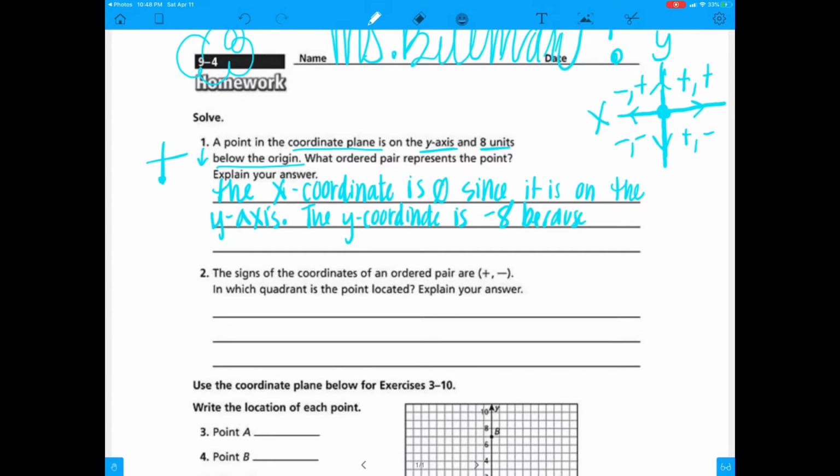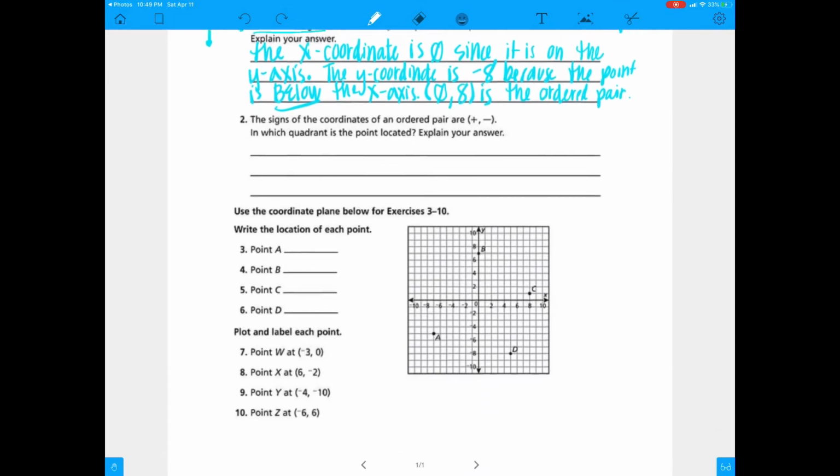If we wanted to plot this, we would stay at the origin. We would not move anywhere from there because the x-coordinate would be 0. And then we would count 8 below the x-axis, so where the horizontal number line is, 8 below that, or we would go 8 below 0 origin on the vertical y-axis. Now I threw around a lot of verbiage in there. It's going to be okay. I know together we will be able to figure this out.